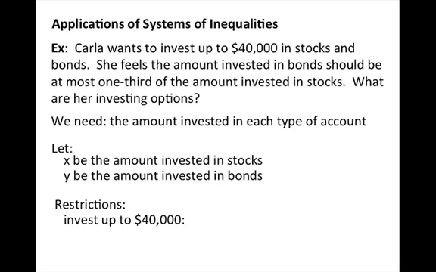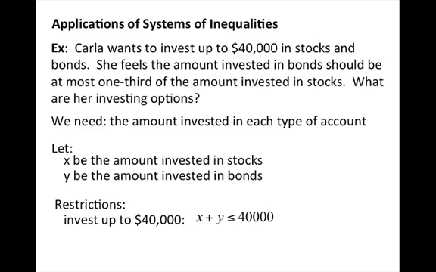Well, if I take the amount she invests in stocks and add that to the amount she invests in bonds, then I'm going to have X plus Y. I want that to be up to $40,000. So I'm going to set that less than or equal to $40,000. She can invest less. She doesn't have to invest all of her money. That's why it can be less than $40,000. She just cannot invest more than $40,000, so it cannot be greater than $40,000.